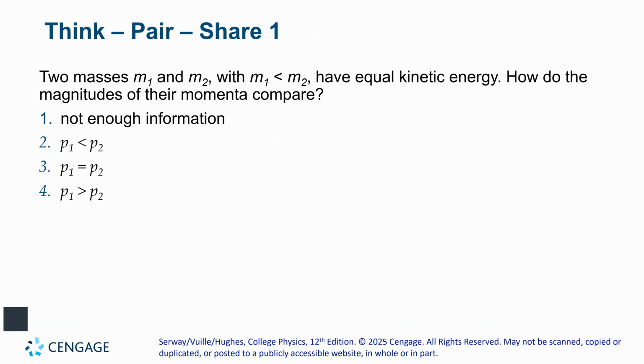Now let's do think pair share 1. The question is, if we have 2 masses, M1 and M2, and M1 is less than M2, so you have one mass that is smaller than the other, but we are given that they have equal kinetic energy, how do the magnitudes of their momenta compare?